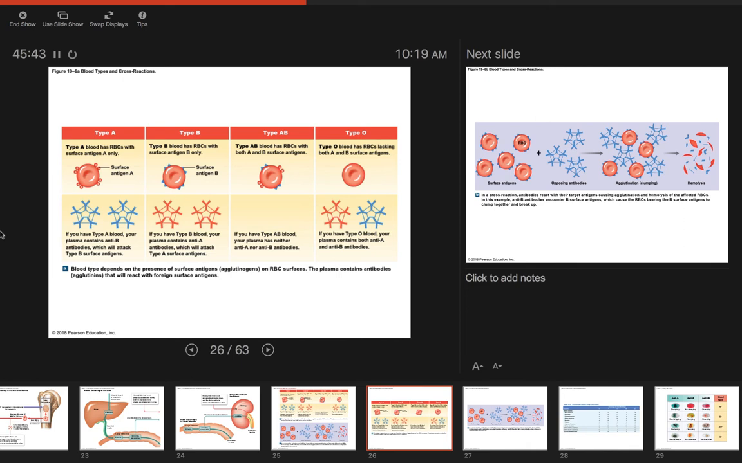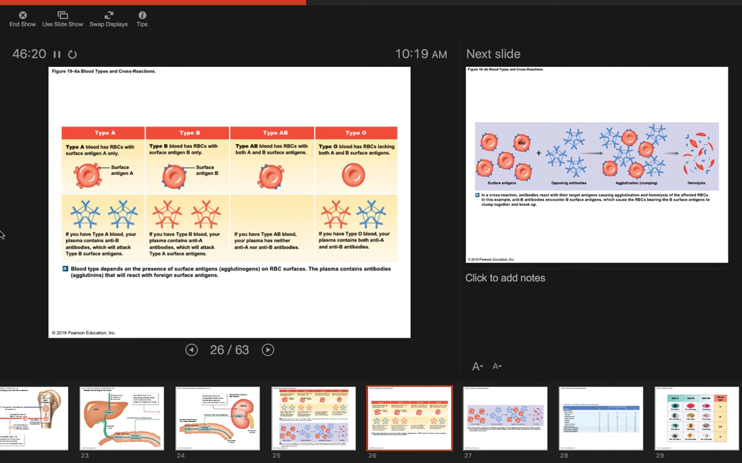I'm just going to use Rh instead of D because D kind of confuses people. So here's a person. Blood cell, and here's another person's blood cell. Okay, if the person has the Rh antigen on their red blood cell, we say they are Rh positive. Okay, if they don't have the Rh antigen, they are considered Rh negative, right? So either they have it or they don't.